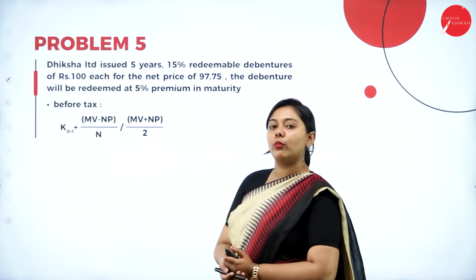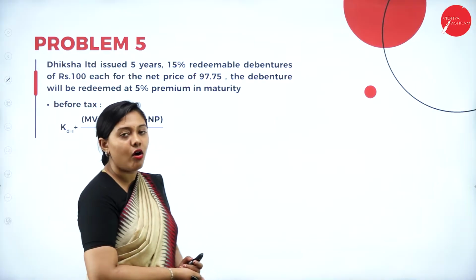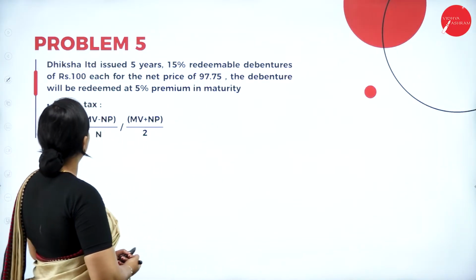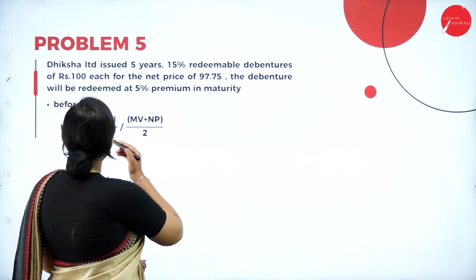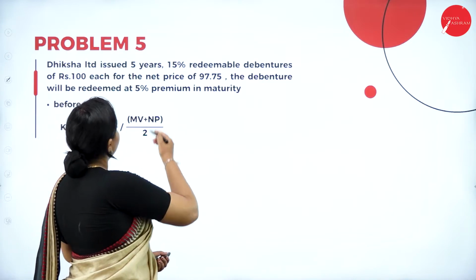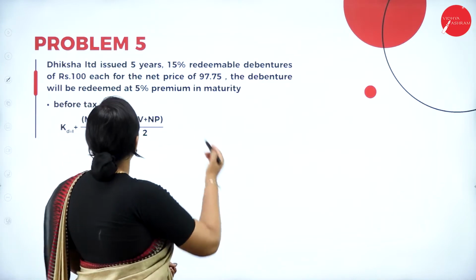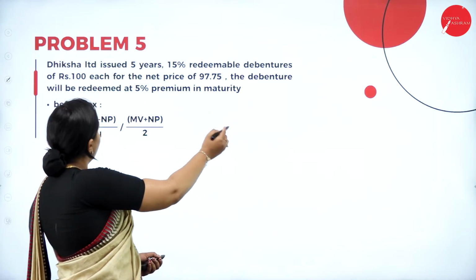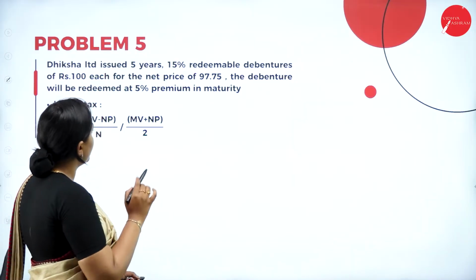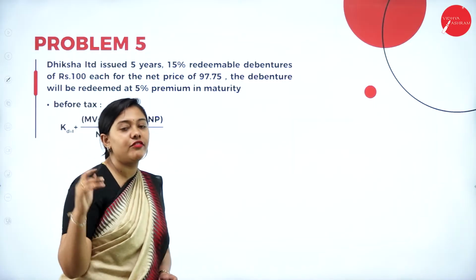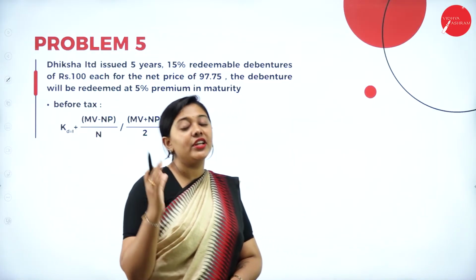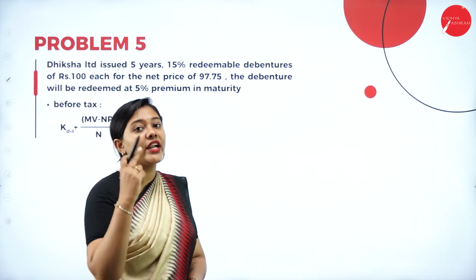So we have one more problem for your more clarity. Redeemable debenture. So let's take up one more problem. So Diksha Limited issues 5 year 15% redeemable debenture of rupees 100 each at a net price of 97.75. Net price means issuing price they have only given. It means that they are issued at a discount.